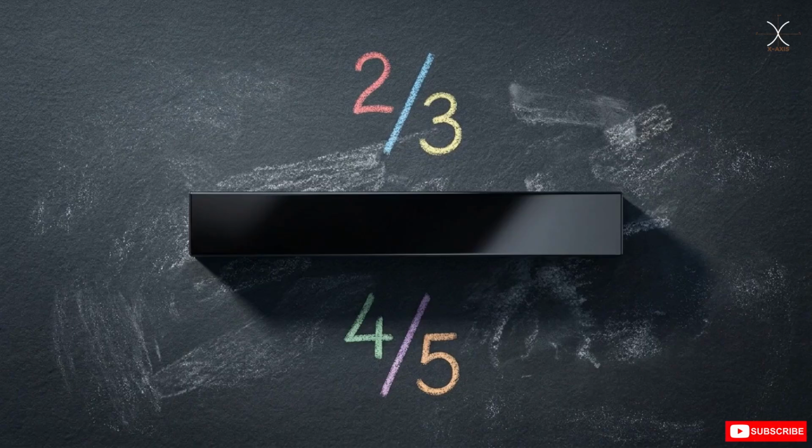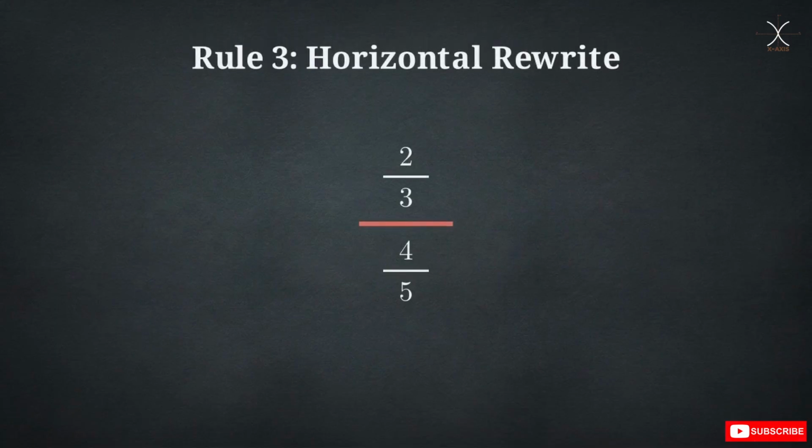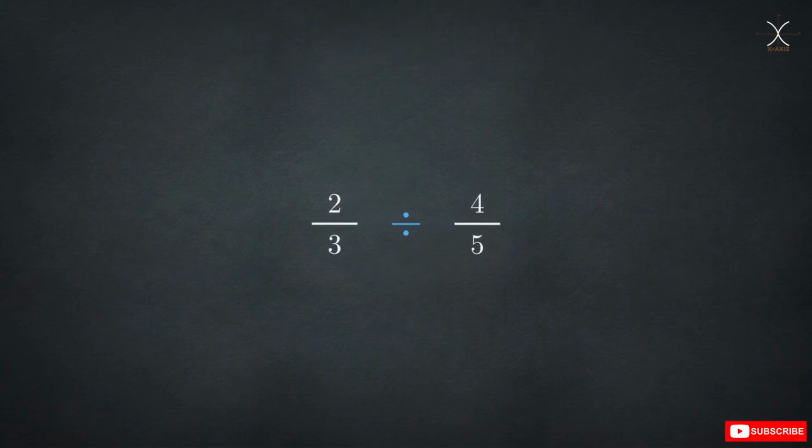Complex fractions are simply fractions stacked within other fractions. To process these, look for the central largest dividing line, the main fraction bar. Rule 3 is the horizontal rewrite. The main fraction bar functions as a standard division symbol. By rewriting the vertical stack horizontally, the structure becomes easier to read.